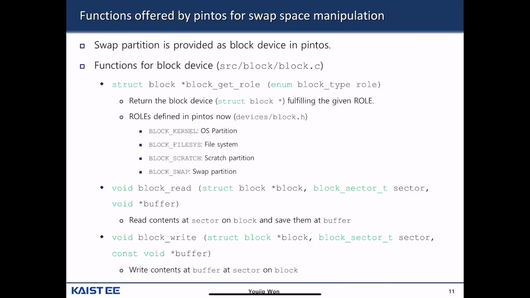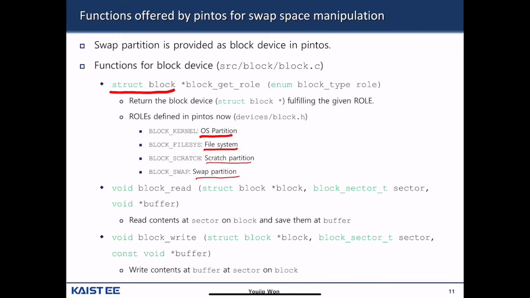Let me explain the functions offered by Pintos for swap space manipulation. The swap partition is a separate block device in Pintos. There are 4 types of block device in Pintos. The first function gets a block device of a given role. There are 4 roles: OS partition, regular file system, scratch partition, and swap partition. The function block_get_role takes the block type as its argument and returns a pointer to the associated block device.